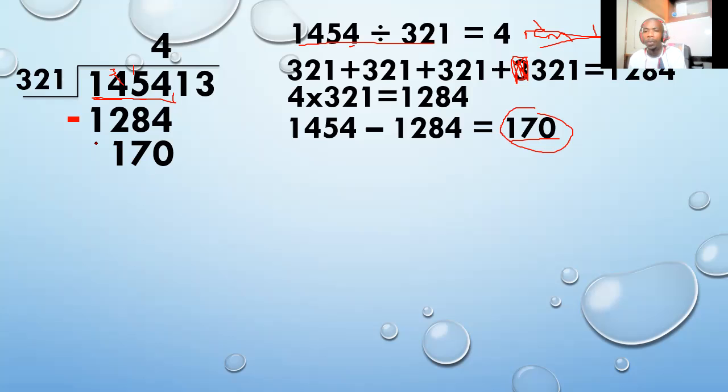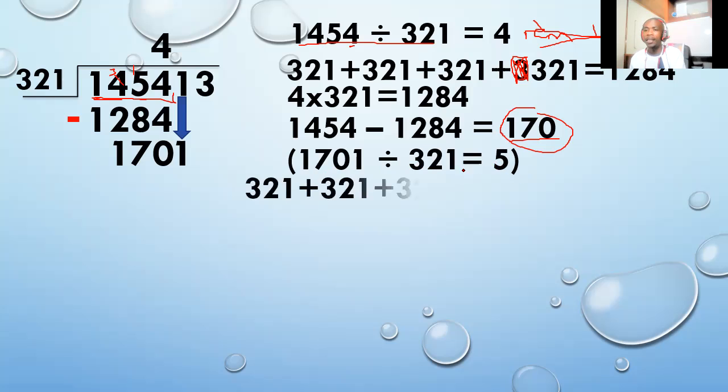Good. Now, here we are supposed to divide 170 by 321. But 170 is smaller than 321. So we make it bigger by bringing down this one. This one, we bring it down. Then it becomes like 1,701. Now it's bigger. So we divide now 1,701 by 321, and we get 5. Don't worry about the remainder.